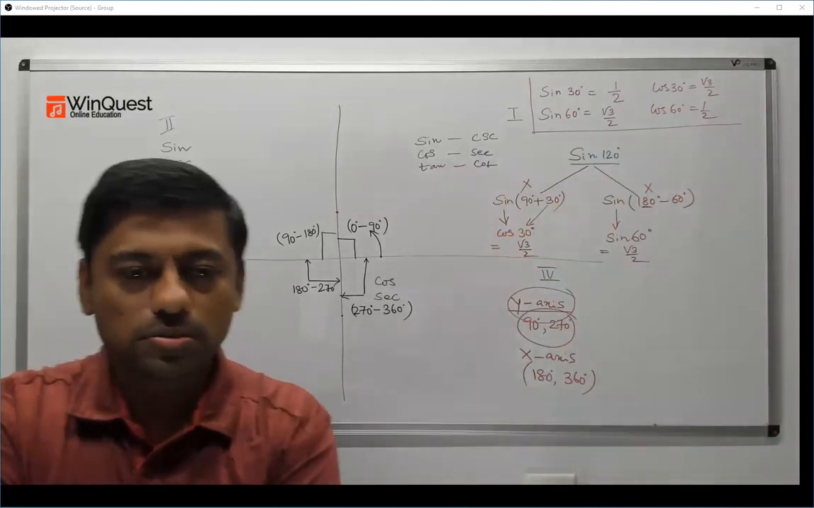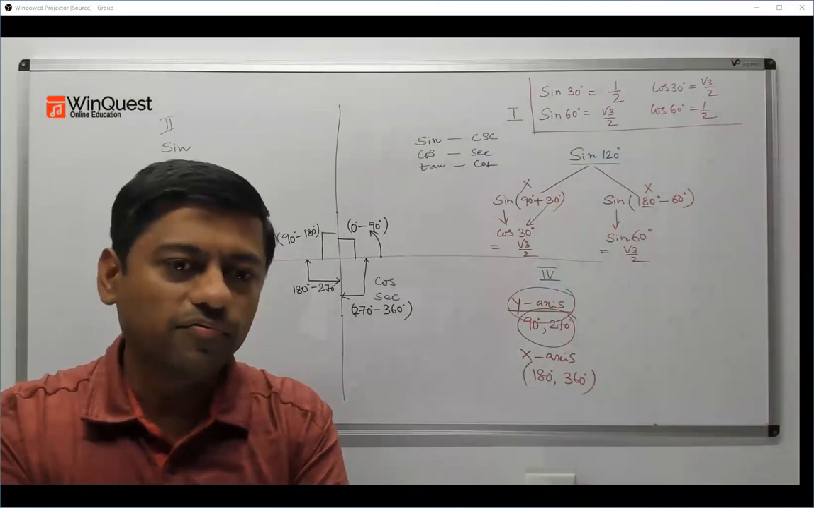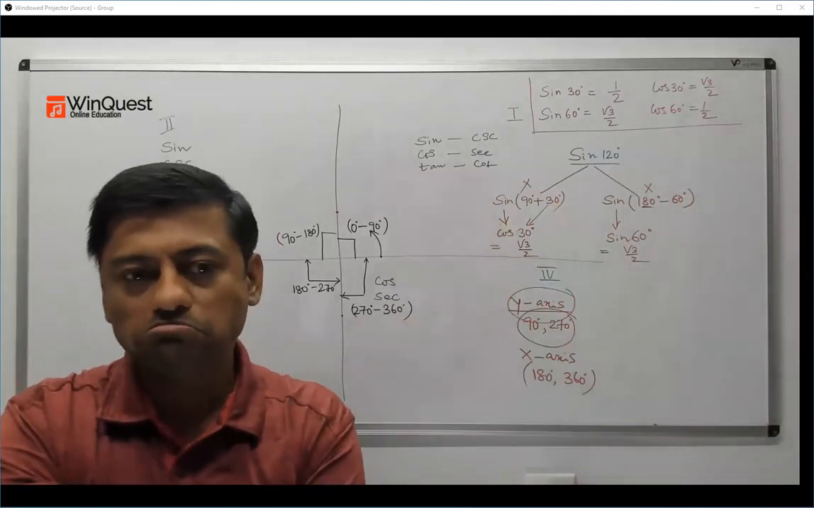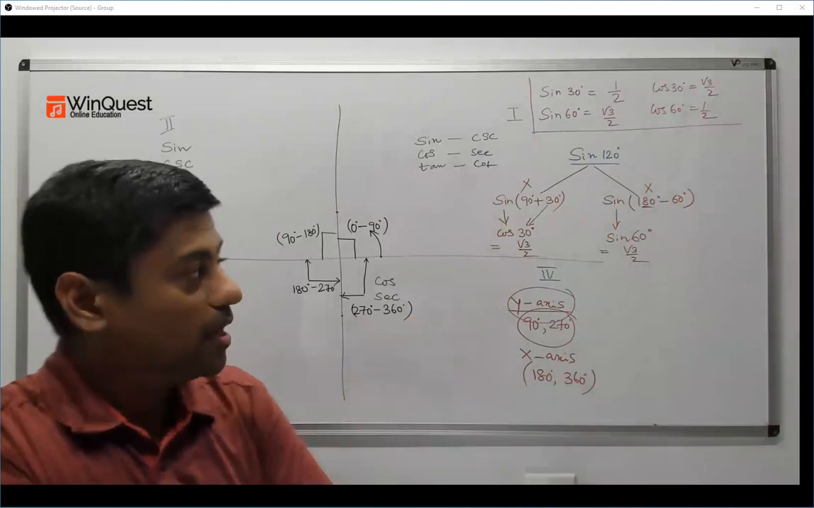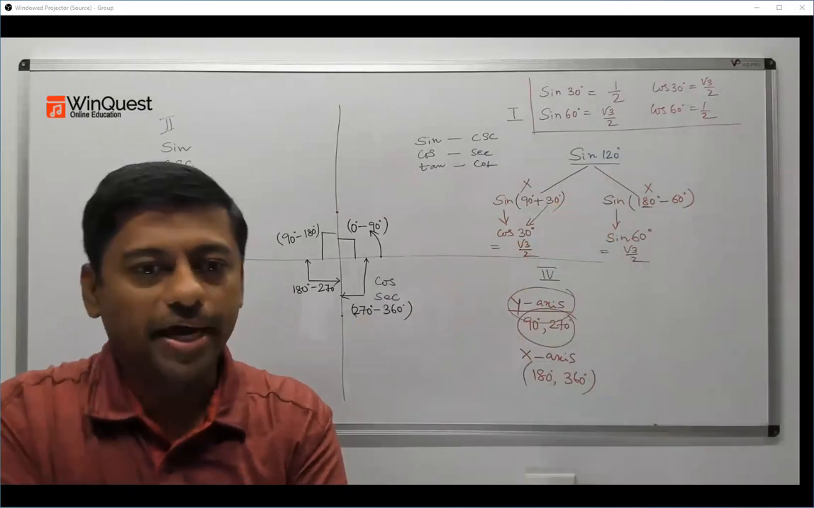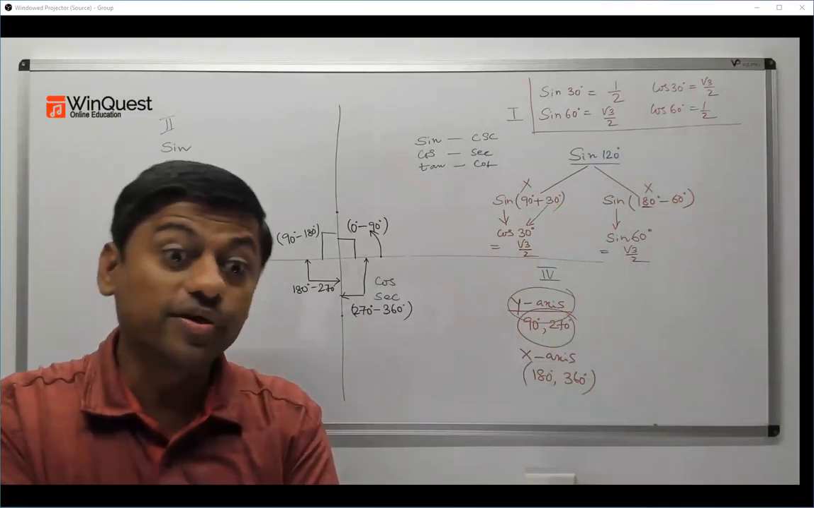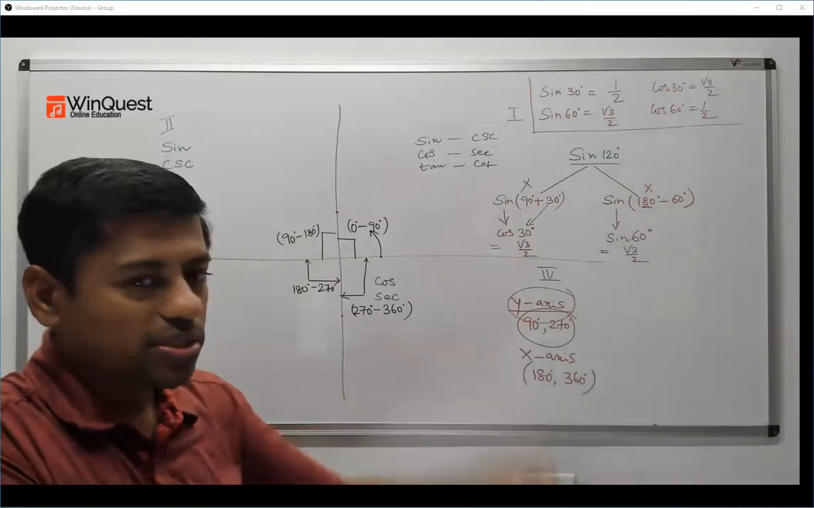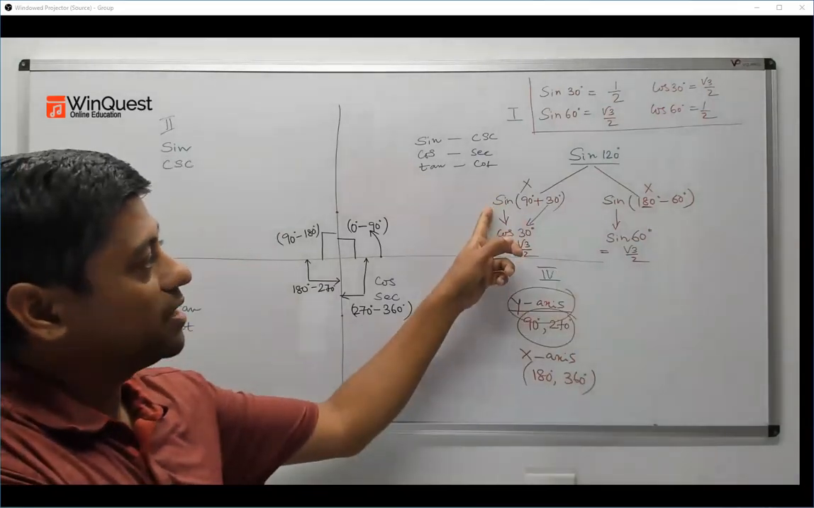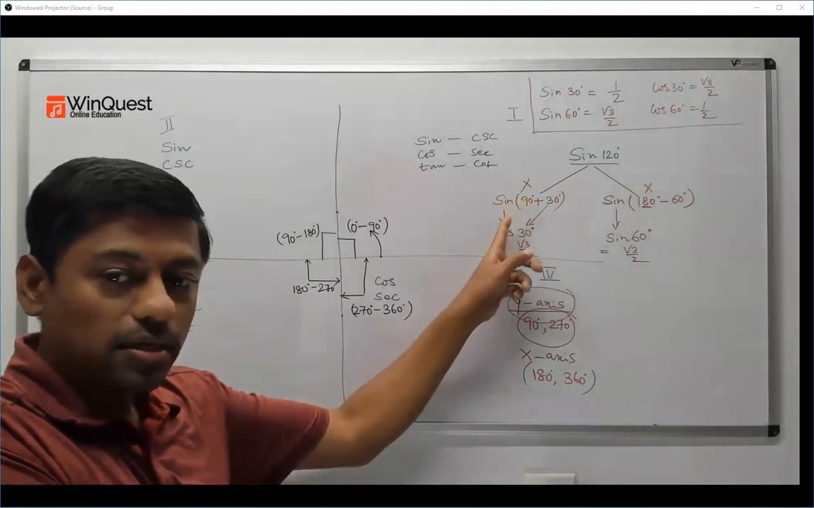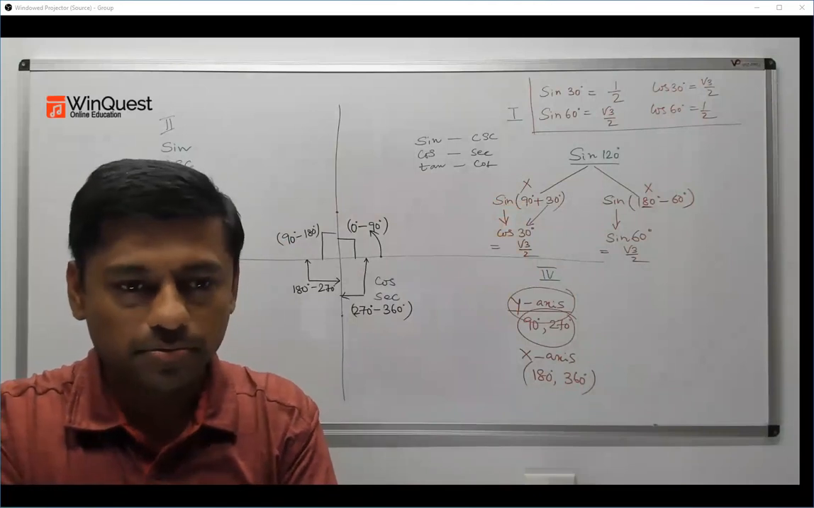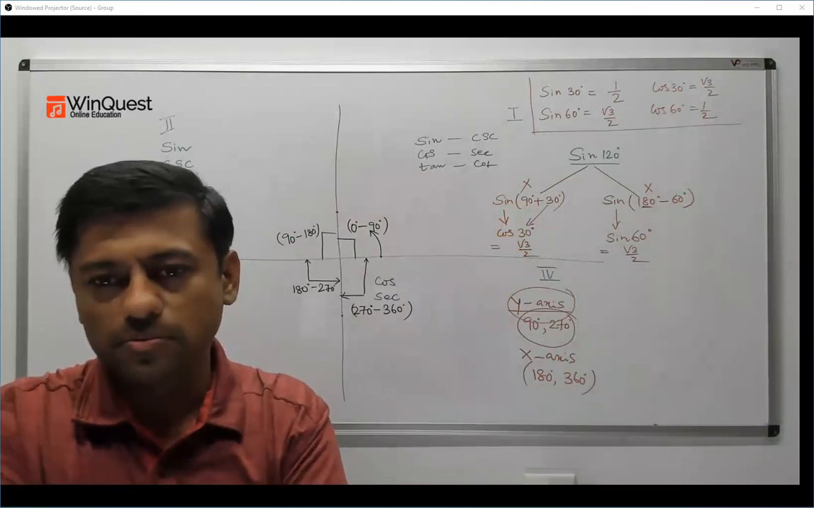Sine will become cos. But think, if it would have been tan, what would it change to? I didn't tell you. If it is cosec, what will it change to? I didn't tell you. If it is cot, what will it change to? I didn't tell you. I just told you that if it is sine and you are passing through the y-axis angle, this will become cos. That's all I told you, and nothing more than that. But let's keep it that way.